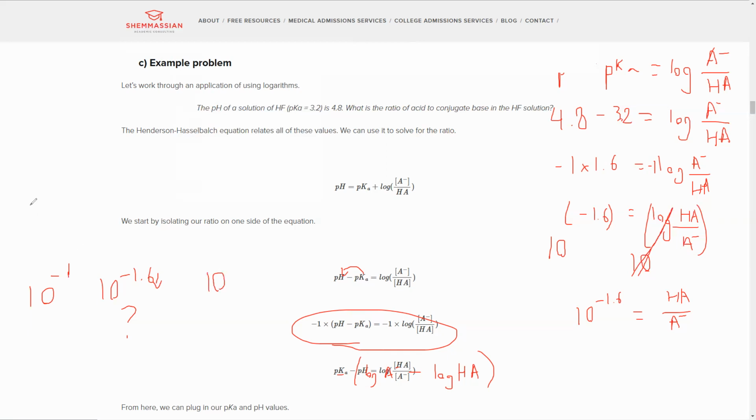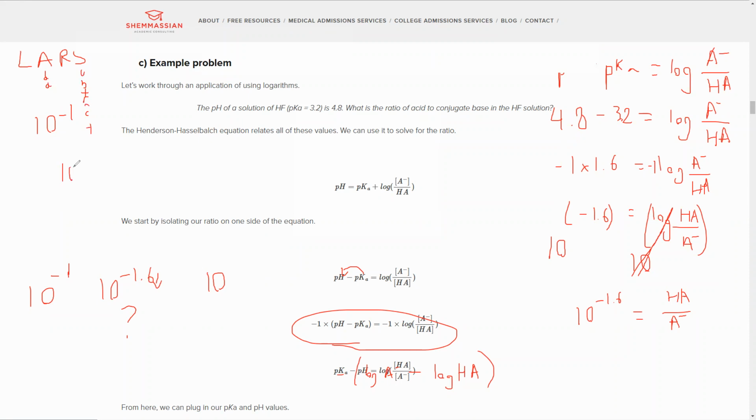Let me show you how to easily solve this. We have 10 to the negative 1, and we have a technique called LARS, or a mnemonic rather. The LARS mnemonic is: if you move the decimal to the left, you add. If you move the decimal to the right, you subtract. LARS. So how does that work?